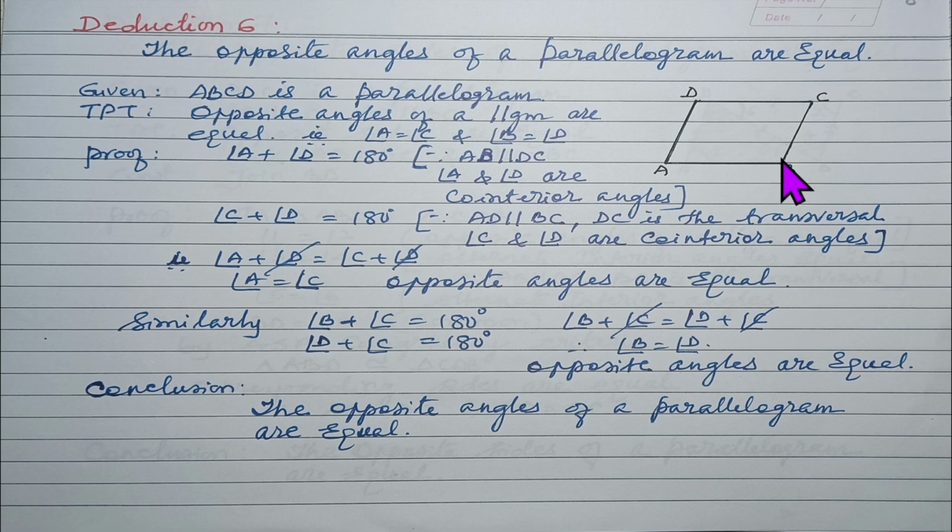Therefore the opposite angles are equal in a parallelogram. So we have proved that angle A is equal to angle C and angle B is equal to angle D. Therefore the opposite angles of a parallelogram are equal. Try to remember that.